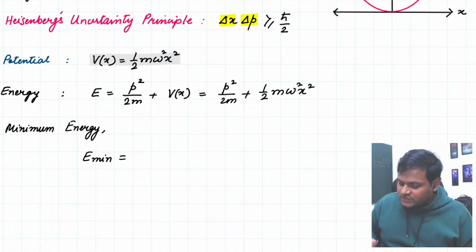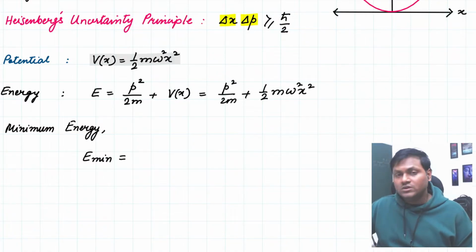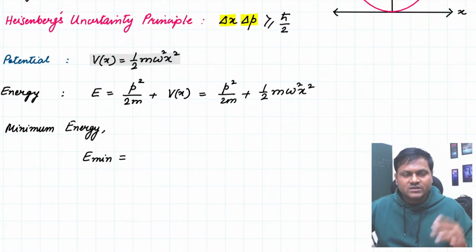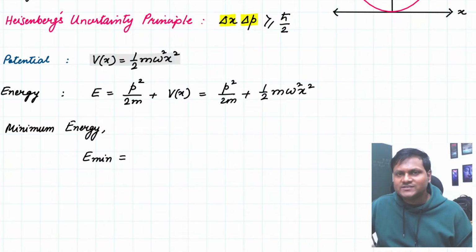So the minimum possible energy depends upon the momentum as well as the position, right? Now in a classical system, position can always be zero, not a problem. If you have a spring mass system, if the position is at zero, if the system is at equilibrium, then there are no oscillations happening, so the energy of the system is zero.